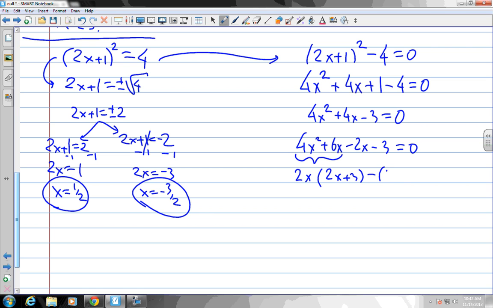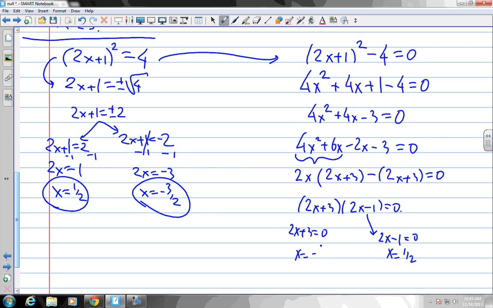Pull a negative out, 2x plus 3 equals 0. Then pull out 2x plus 3. So that's 2x minus 1 equals 0. So now it's factored. And you said set each factor to 0, x equals 1/2. And you said that to 0, x equals negative 3/2. You get the same answers. But it's a little more involved, right?